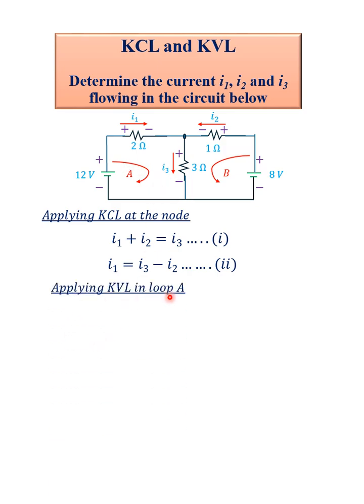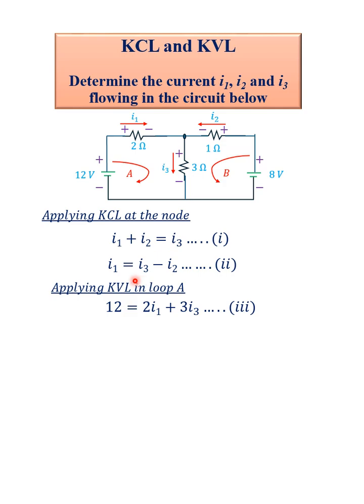If we apply KVL in loop A, we are just going to have the battery source 12 volts equal to the voltage drop across 2 ohms and the voltage drop across 3 ohms because the loop covers 2 ohms and 3 ohms. So if we apply KVL there, we have 12, the battery source, equal to 2 times the current I1 plus 3 times the current I3. Let's call this equation 3. Like I said before, if you don't understand KVL and KCL, you can refer to the previous videos I've done and get clarity on them.